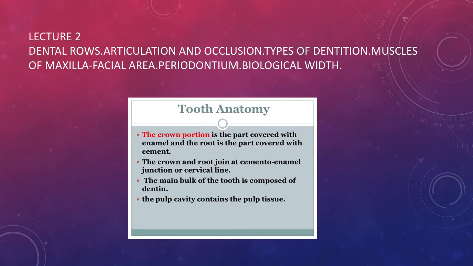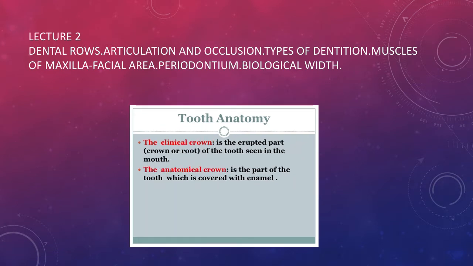The crown portion is the part covered with enamel, and the root is the part covered with cement. The crown and root join at the cementoenamel junction or cervical line. The main bulk of the tooth is composed of dentin. The pulp cavity contains the tooth pulp.